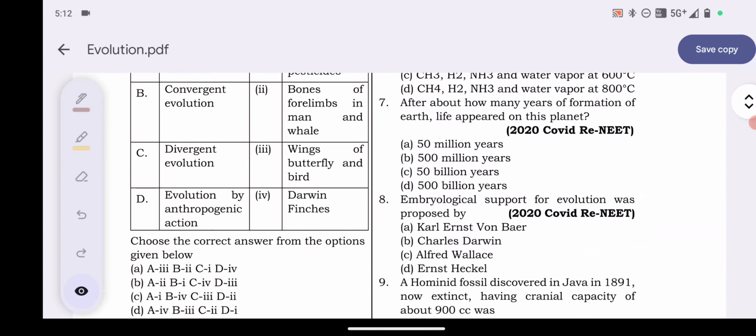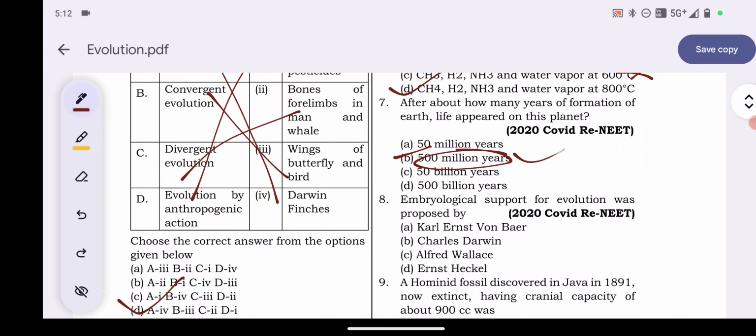Next question, number 7. After about how many years of formation of Earth did life appear on this planet? Option A 50 million years, option B 500 million years, option C 50 billion years, option D 500 billion years. So what will be the answer? The answer is option B, 500 million years. Life first appeared 500 million years after the Earth's origin, or about 4 billion years ago.